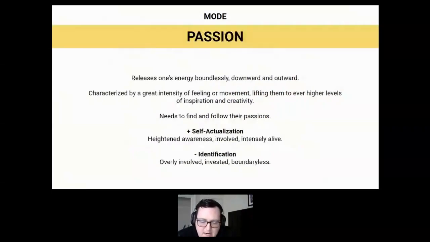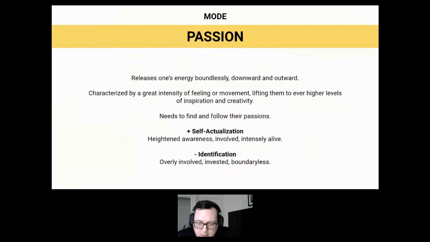The next mode is passion, which is also on the inspiration axis, but it's the more cardinal or exalted mode. It aligns with the priest energy. And this is the opposite of reserve. So instead of holding your energy inward, you release your energy boundlessly downward and outward. It's characterized by a great intensity of feeling or movement, lifting them to ever higher levels of inspiration and creativity. So this really helps the priest naturally because this is the natural overleaf for priests. But artisans can really benefit from passion mode too for their creativity. People in passion mode need to follow and find their passions. That's how they activate their energy.